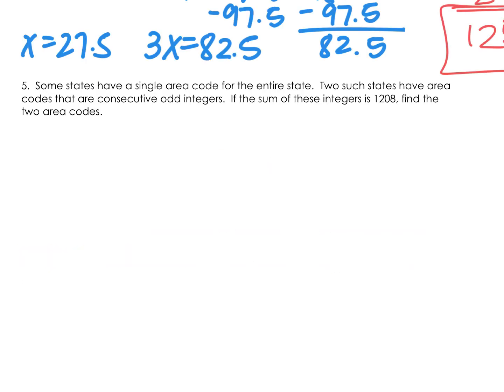It says some states have a single area code for the entire state. 2 such states have area codes that are consecutive odd integers. If the sum of these integers is 1,208, find the 2 area codes. Okay, so this is tricky stuff.